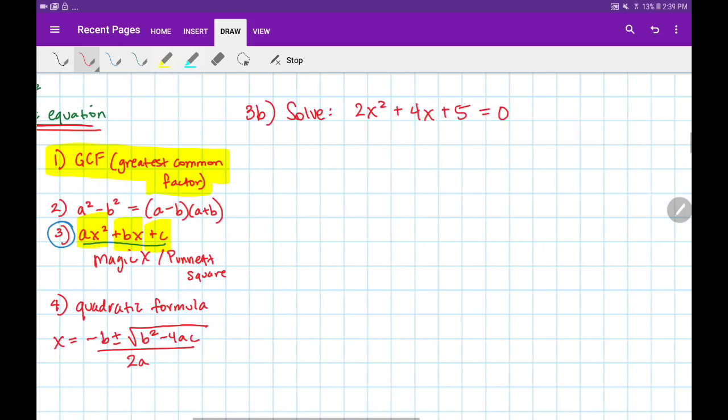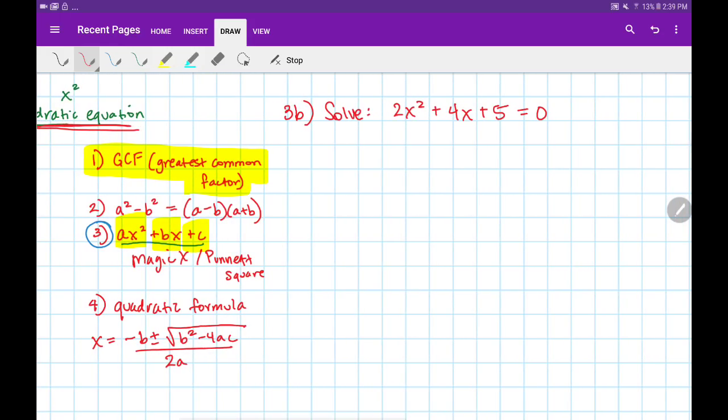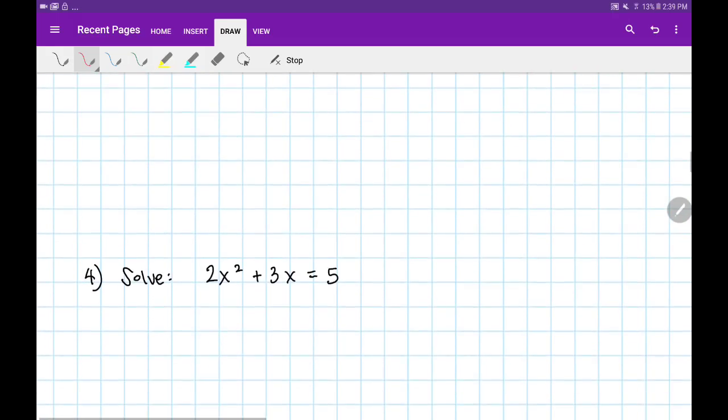So now, if you got that, you want to try one on your own, go ahead and try number 3, 3b, right? So I'll show you the answer at the end. Let's move on.